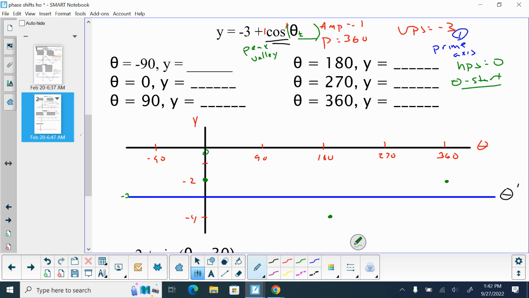Now, games of halves one more time. We have 90 and 270. We will now be on our prime axis. So here would be our cosine curve.